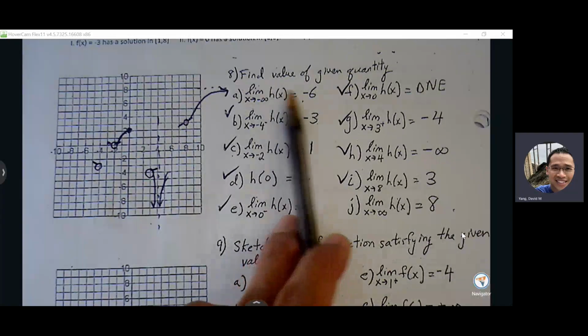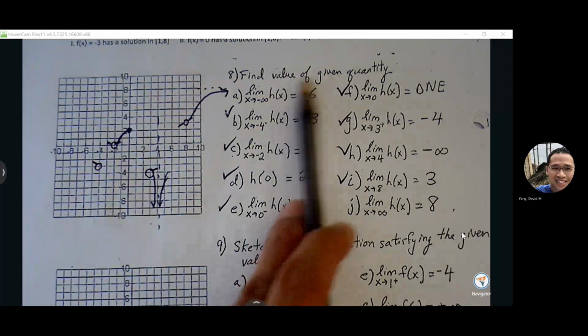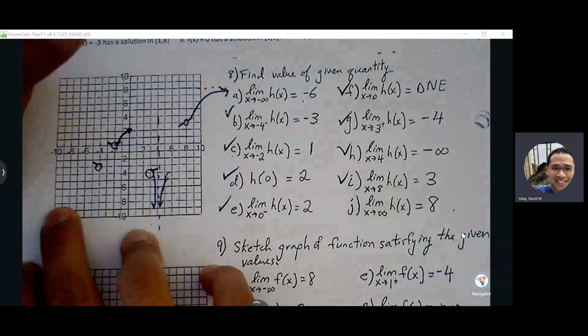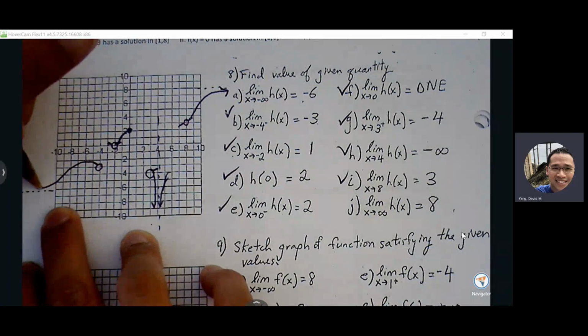Okay, the left side, as I exit the graph to the left, is there an asymptote? -6. So somehow I have to make my graph exit and flatten out.